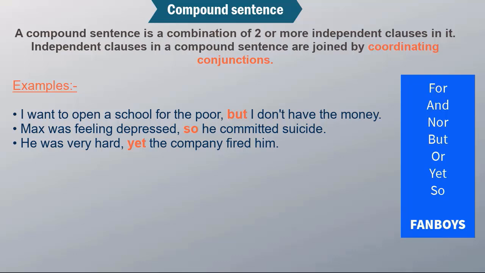Examples. I want to open a school for the poor, but I don't have the money. I want to open a school for the poor, independent clause. I don't have the money, independent clause, because there is a relation, a contrasting relation. I'm bringing them together using a coordinating conjunction, which is but. Max was feeling depressed, so he committed suicide. Max was feeling depressed, independent clause, complete sentence. He committed suicide, complete sentence. Because the first clause talks about the reason of the second action, we are bringing them together. Max was feeling depressed, coordinating conjunction, so he committed suicide.